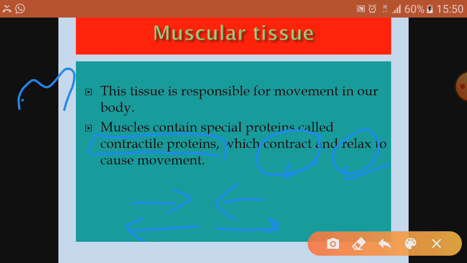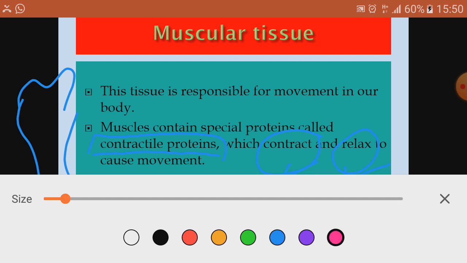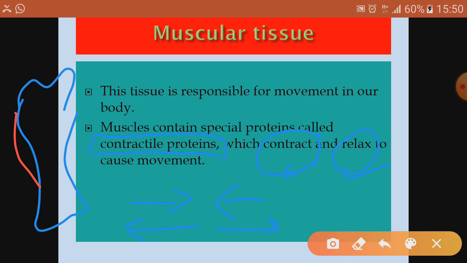For example, this is our bone, and muscles are also attached to the bones. So how is movement possible? When there is contraction and relaxation in the muscles, sometimes the muscles contract and come closer, sometimes they expand and go apart from each other. Because of this, the muscles move, and when the muscles move, obviously the bones also move. This is how movement happens in a living organism. Movement happens because of the muscular tissue.